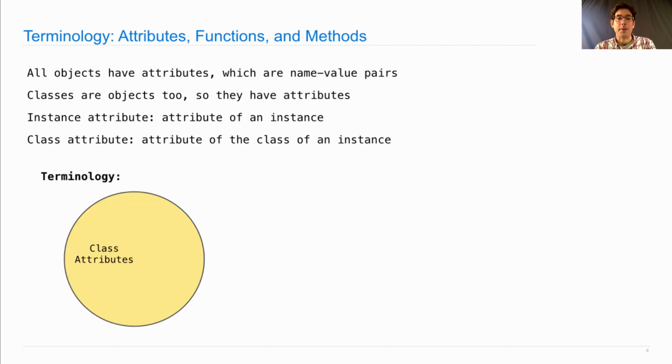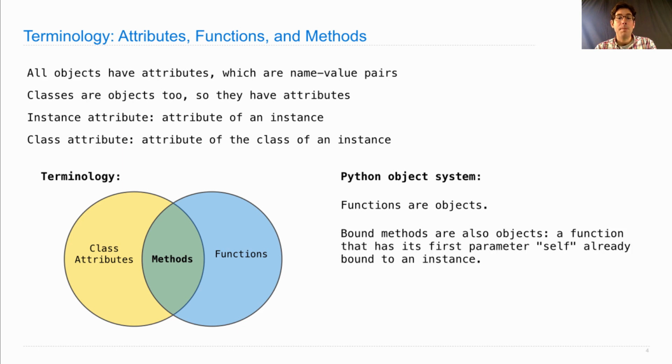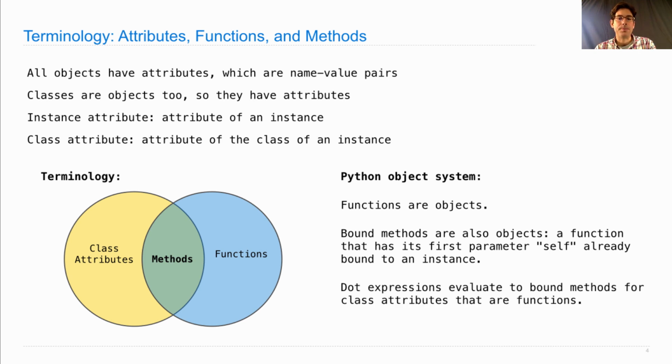Now, here's the tricky part. We have the set of all class attributes and the set of all things that are functions. Functions aren't particular to object-oriented programming, but methods are. So a method is a function that's also a class attribute. In the Python object system, functions are objects. Bound methods are also objects, slightly different kinds of objects, that have a function with its first parameter self already filled in, already bound to an instance.